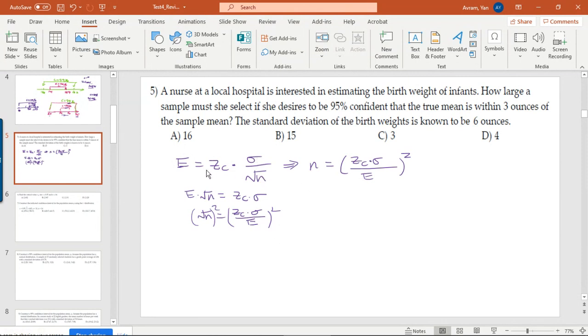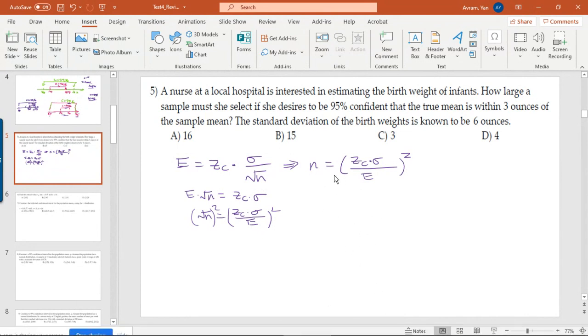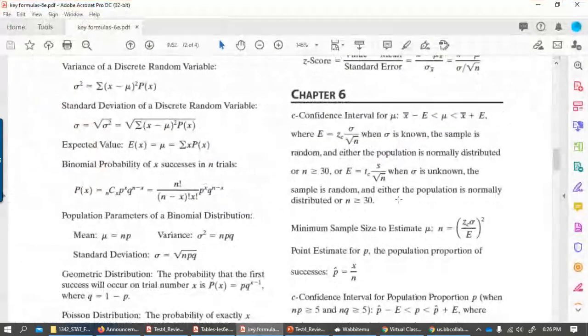The reason I'm giving you this one, I just want to let you know that this formula and the margin of error formula are actually from the same formula. Okay, and if you're given the N, you can find the E. If you're given the E, you can estimate the N. All right, and the good news is our formula sheet does solve this N for you.